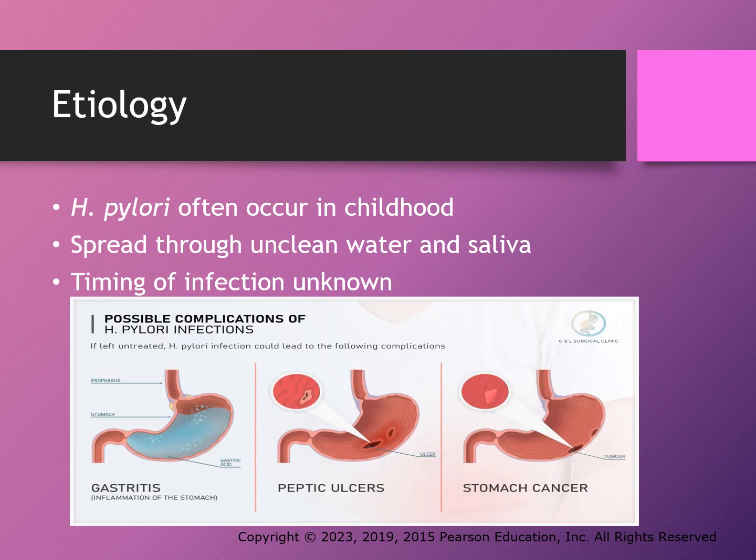So what is our etiology? H. pylori infections often occur in childhood and can spread via unclean water and through saliva. Actual timing of infection is unknown for almost all patients.